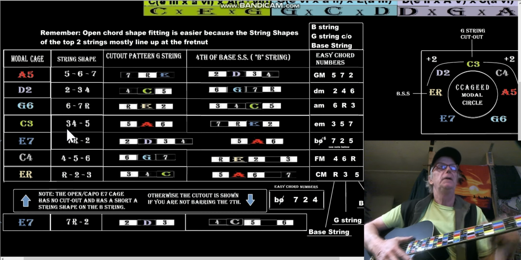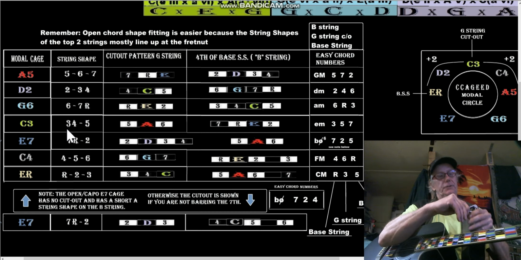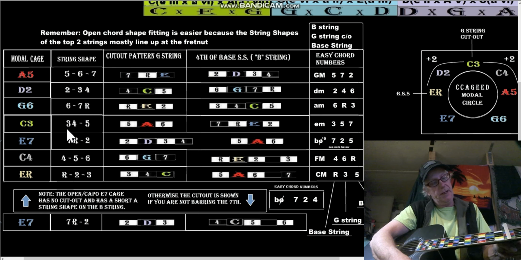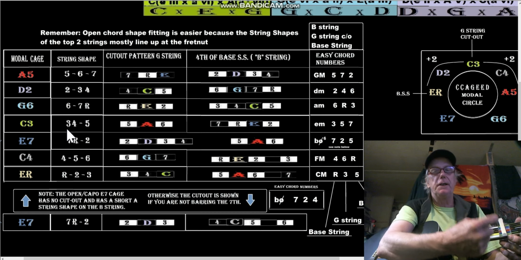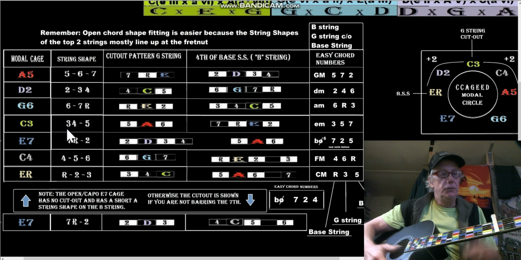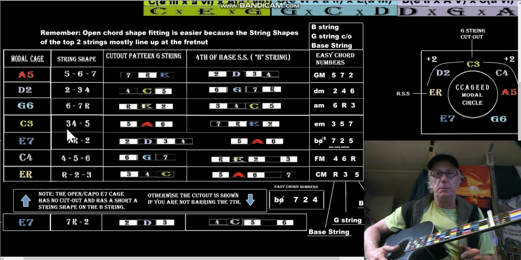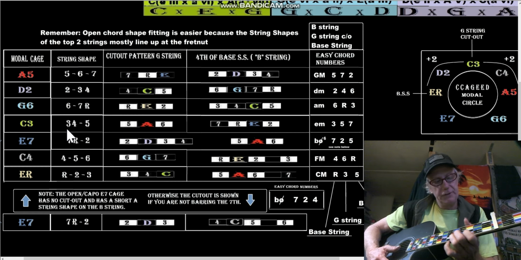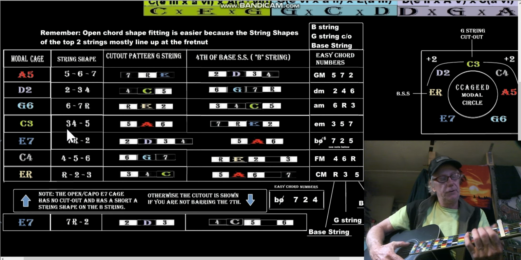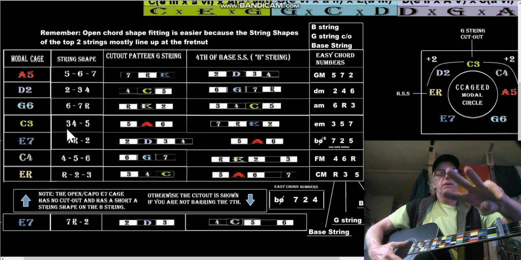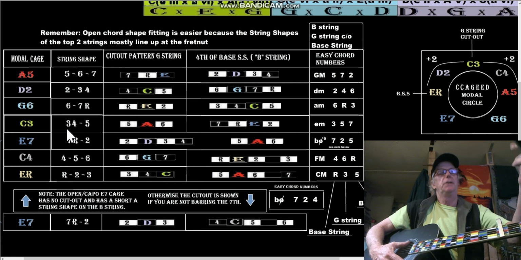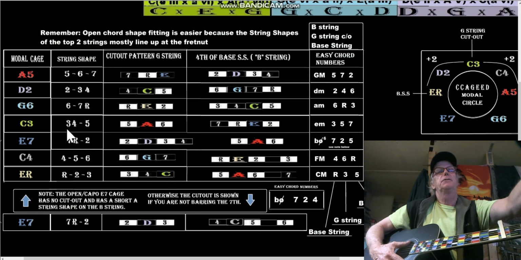Here's where I'm going to put the fret nut on there because you'll see how this helps in shape fitting. You know where the B string is because you're trying to exploit the open string. So you know the string shape starts on the open string. You don't have to worry about where exactly it is, a fret up or a fret down. So here we go. So it's 3, 4, 5. Now remember, the 3 strings of interest, the low string, the G string, and the B string are going to be E string shape.